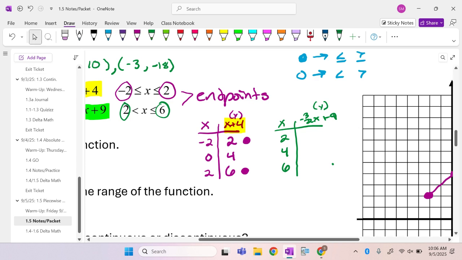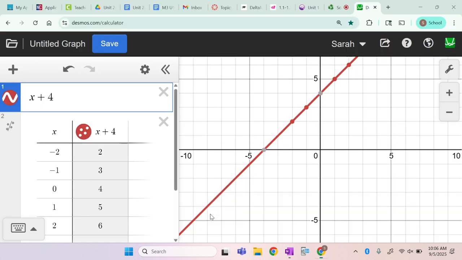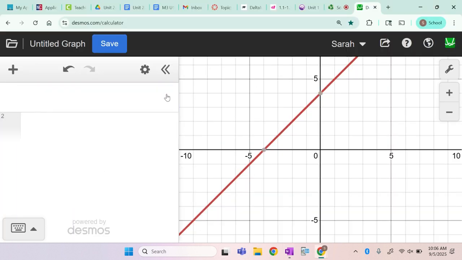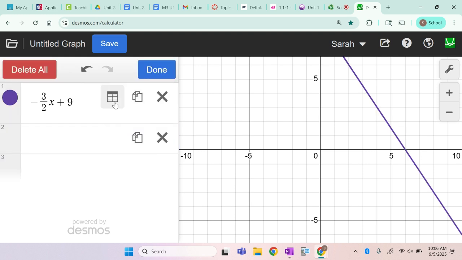So we could plug it in for x and evaluate, but it's just easier and more accurate to do it in Desmos. So in Desmos, I'm going to put in -3/2 x, and then what is it, plus 9? Or minus 9? Plus 9. Cool. Then I'm going to generate my table.